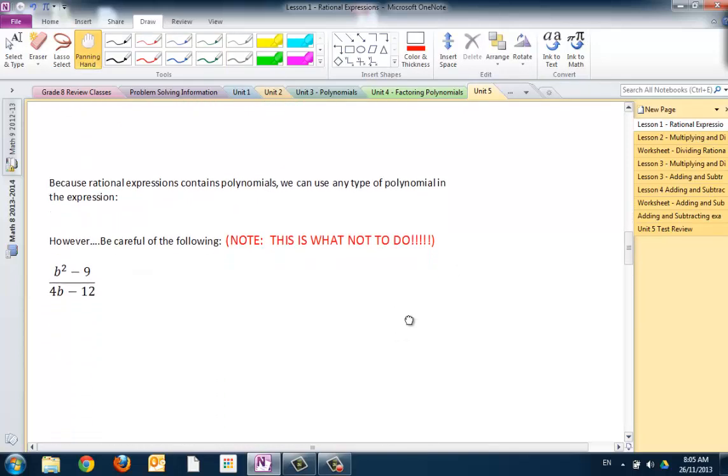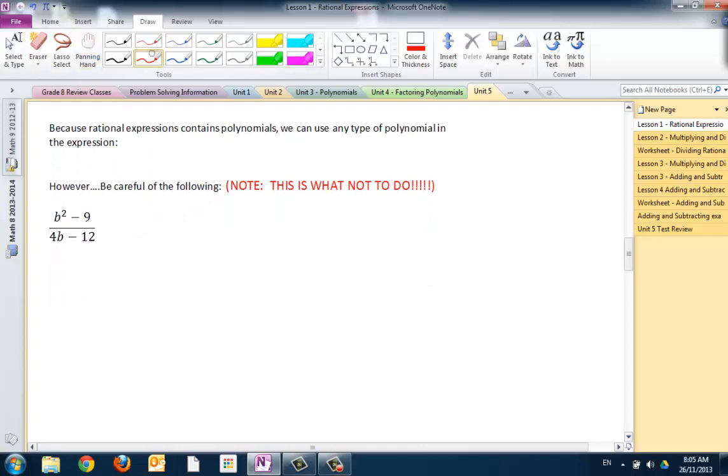Alright, now, those two examples had monomials in the numerator and the denominator, but it can be any type of polynomial that we find there. And that being the case, you might see something like this, where we have binomials in both. And I want to be really cautious at this point in time. This is something that is a common mistake. Lots of students do this. So I'm going to show you what not to do first. So this is what not to do.